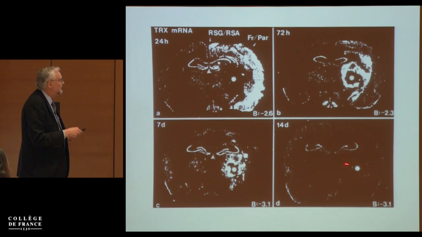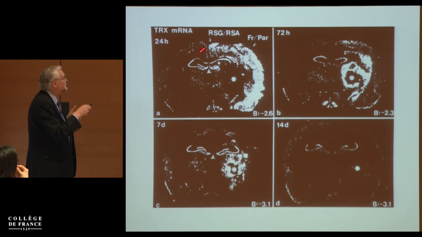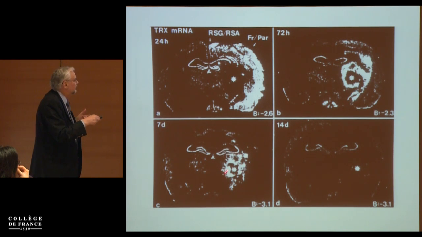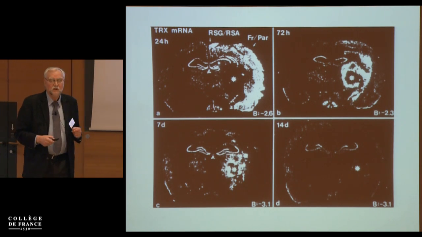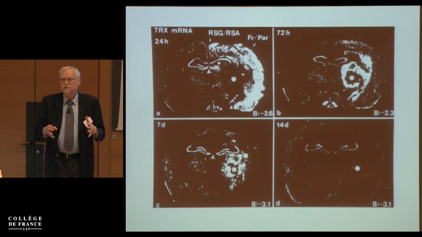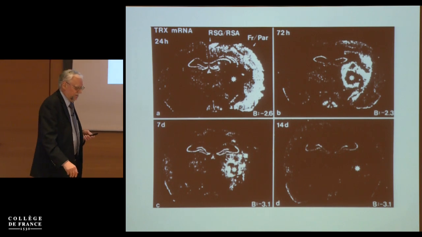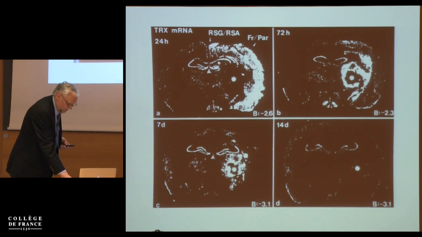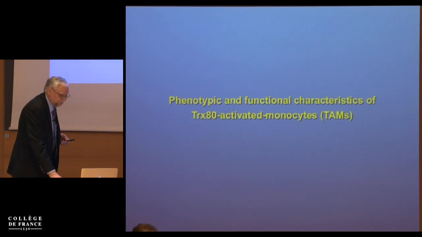If you make a damage here, like a stroke, you put a knife in here, after 24 hours you have a strong upregulation of mRNA for thioredoxin. It continues for a while, and after 14 days you are back to this normal status again. So thioredoxin is known to be a factor in regeneration or brain damage, by partly known or unknown mechanisms. Here it is probably thioredoxin 80 also.